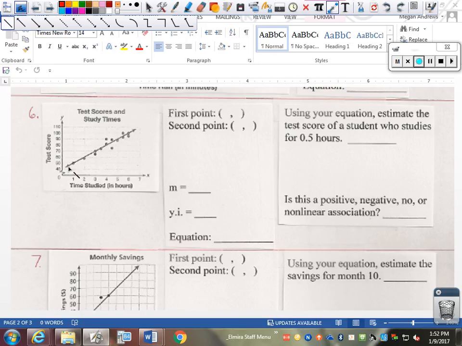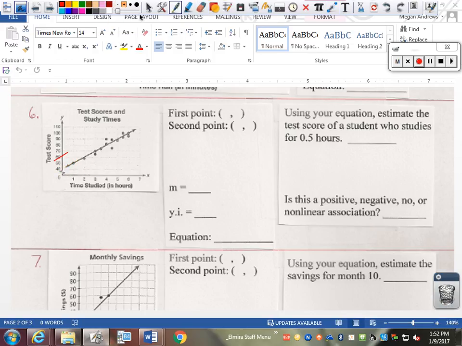So I'm going to use a line tool. I'm extending that all the way down, and that seems to hit, oh, come on now, at 40. Okay? So 0, 40, 0, 40. 40 is my y-intercept.